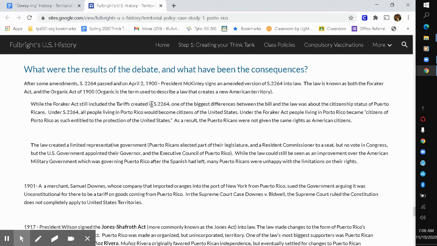The biggest difference between Senate Bill 2264, which we studied above, and the law that actually was put into place was the citizenship of the Puerto Ricans. Under Senate Bill 2264, all people living in Puerto Rico would become citizens of the United States. Under the Foraker Act, people living in Puerto Rico became citizens of Puerto Rico, and as such entitled to the protection of the United States. Because they weren't citizens of the United States, they were not given the same rights as American citizens.